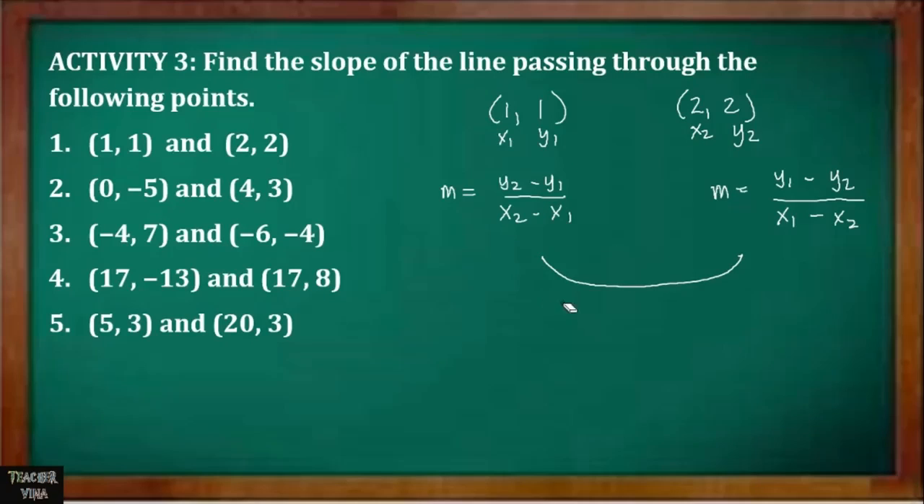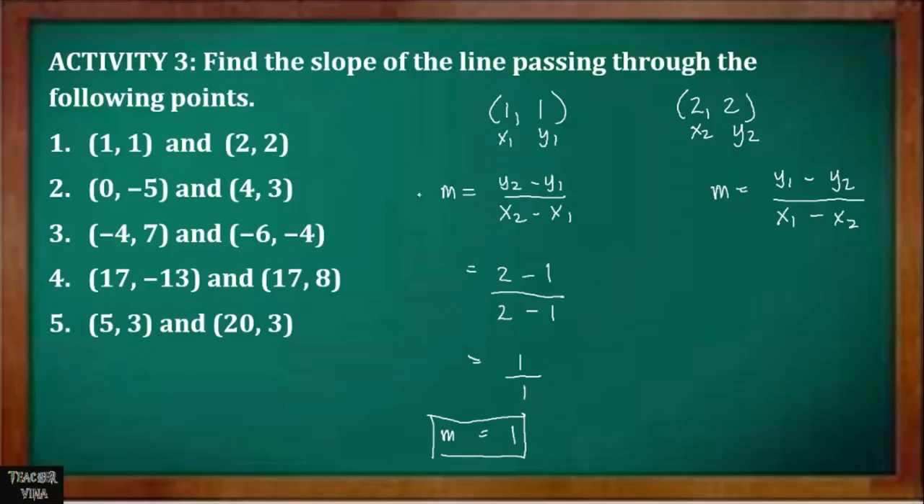Okay. So, for the first one, ang y sub 2 natin ay 2 minus y sub 1 natin ay 1 over x sub 2 natin ay 2 minus x sub 1 natin ay 1. So, solve natin. So, yung nasa taas muna, 2 minus 1, that's 1. Sa baba naman, 2 minus 1 is 1. And 1 over 1 is simply equal to 1. Therefore, ito yung slope kapag ginamit natin itong formula na ito.